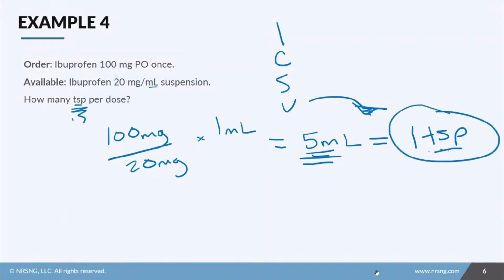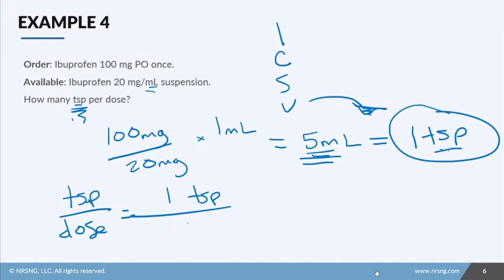So I want to show you this in dimensional analysis because one of the benefits of dimensional analysis is not having to do separate conversions. So let's look at it this way. What are we looking for? Teaspoons per dose. Transfer our top units over teaspoons. Do we know anything about teaspoons here? Nope. So let's convert. 1 teaspoon is how many milliliters? 5.